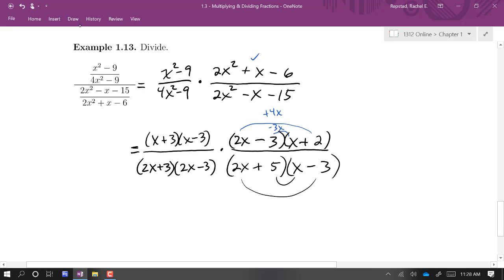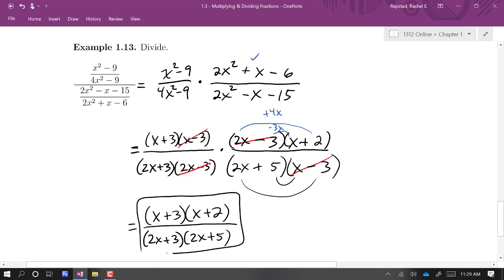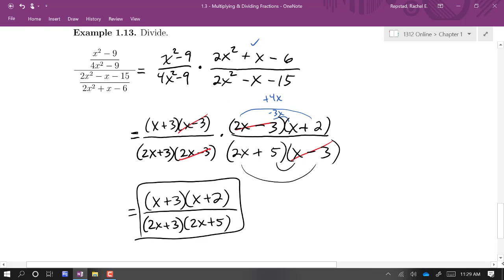So that'll work. Now let's cancel what will cancel. 2x minus 3 cancels with the 2x minus 3. X minus 3 cancels with this x minus 3. I think that is everything that will cancel. What we're left with on top is x plus 3 times x plus 2 over 2x plus 3 times 2x plus 5. And I'm just going to leave it like that.